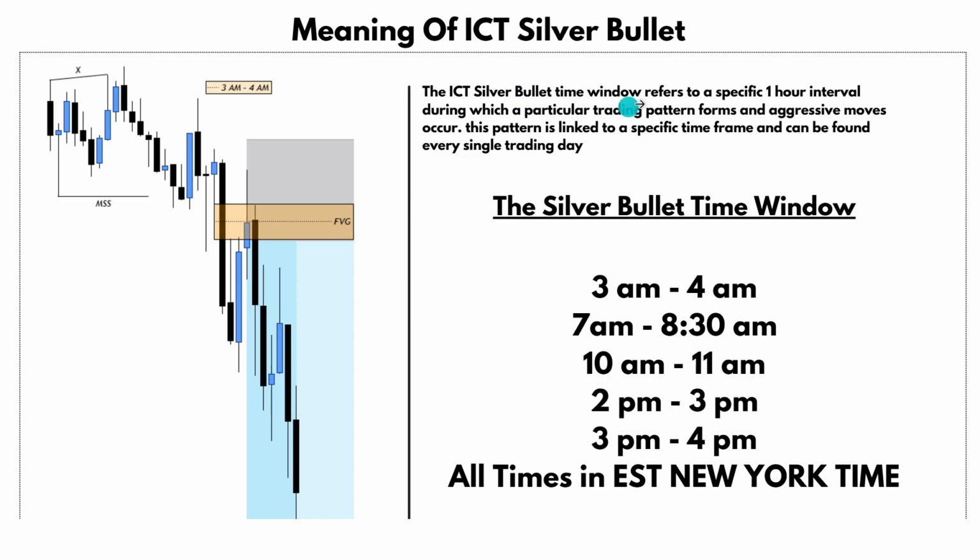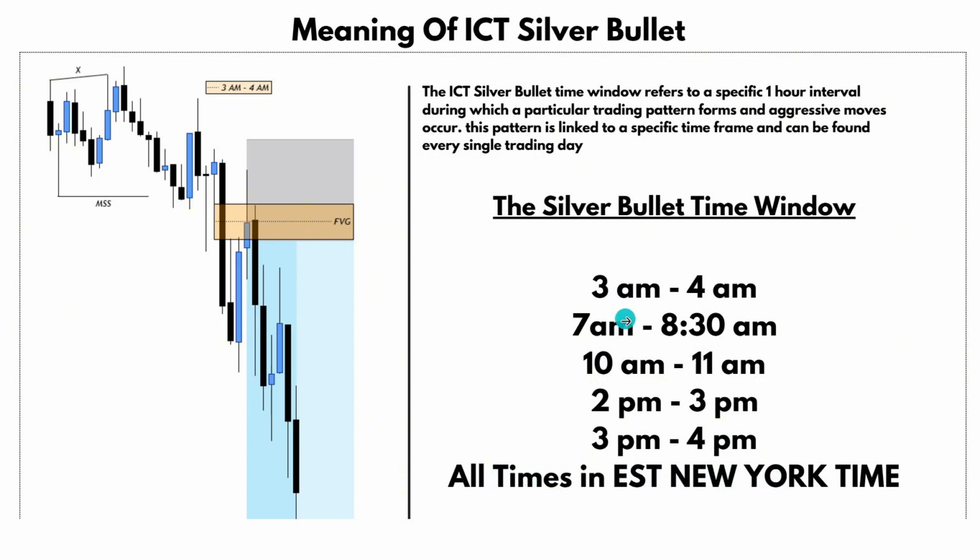The ICT silver bullet window refers to a specific 1 hour interval during which a particular trading pattern forms and aggressive moves occur. This pattern is linked to a specific time frame and can be found every single day. As you can see here, this is the silver bullet time window. It's from 3 a.m. to 4 a.m. EST, 7 a.m. to 8:30 a.m. EST, 10 a.m. to 11 a.m. EST, 2 p.m. to 3 p.m. EST, and 3 p.m. to 4 p.m. EST. All the times are in EST New York time.